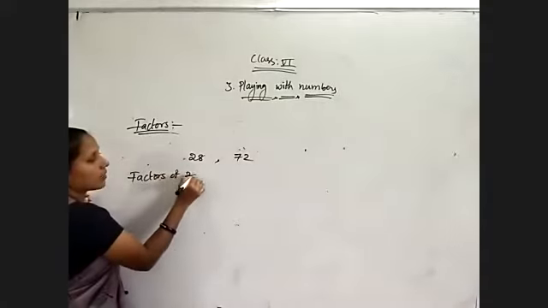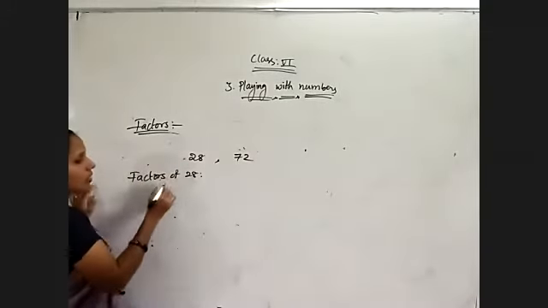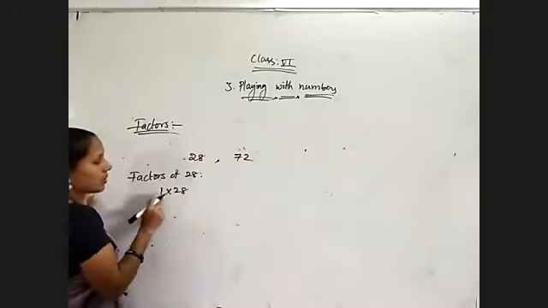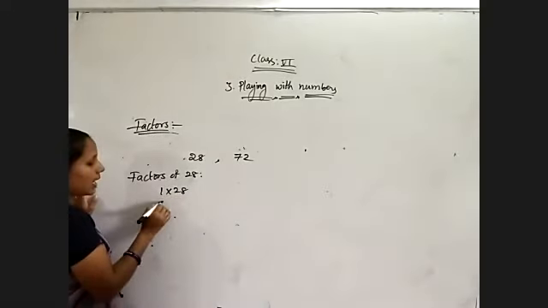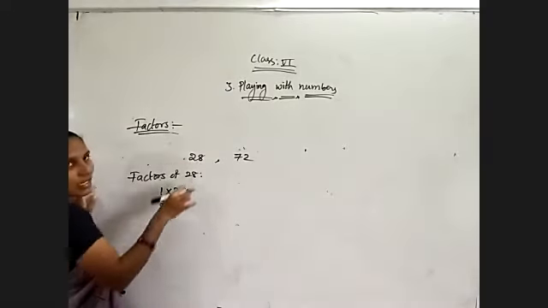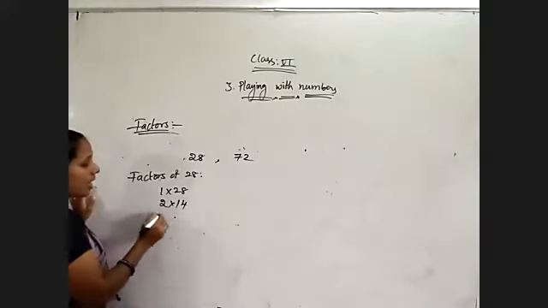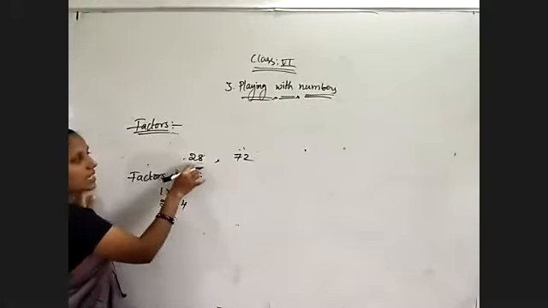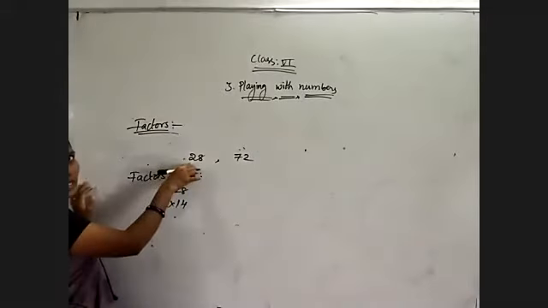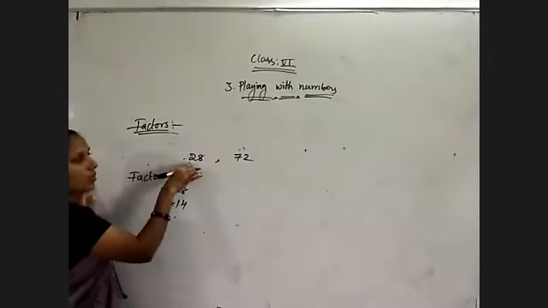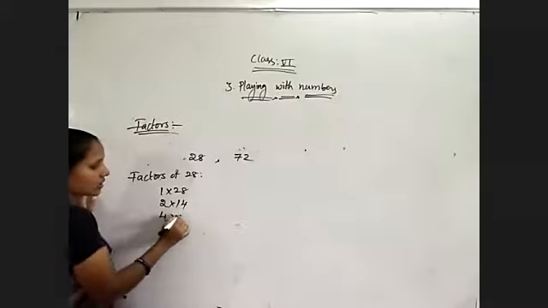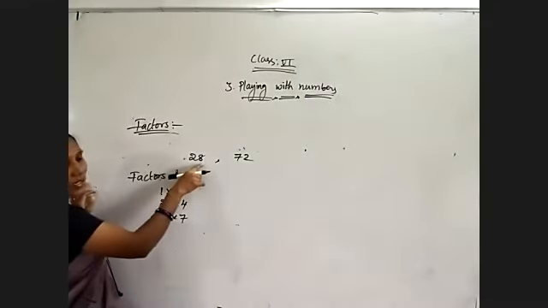Factors of 28. Now 1 into 28, in the 1 table we will get any number. In the 2 table, because 8 is there, it is cancelled in the 2 table also: 2 ones are 2, 2 fours are 8. In the 3 table, 2 plus 8 is equal to 10, so we will not get it in the 3 table. In the 4 table, 4 sevens are 28. In the 5 table we will not get it.